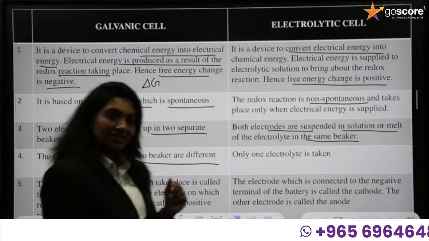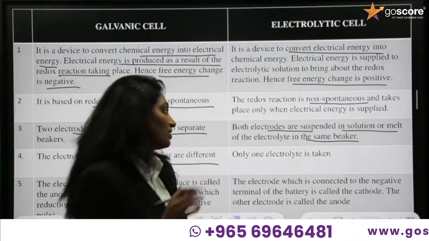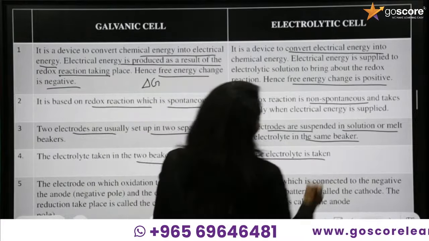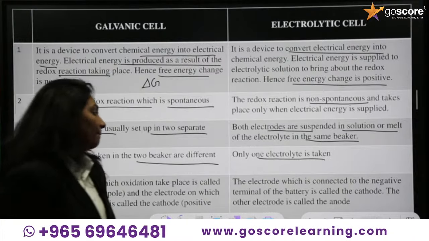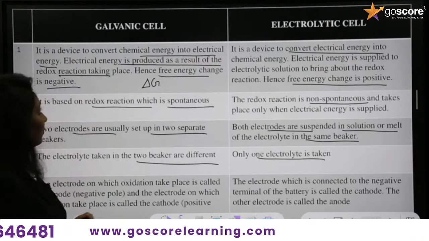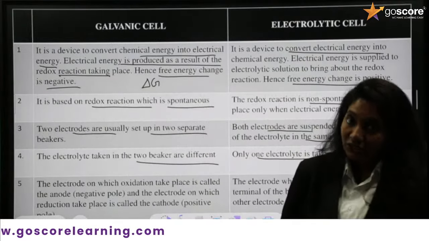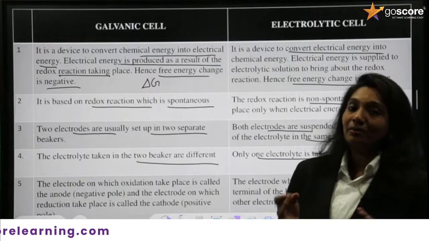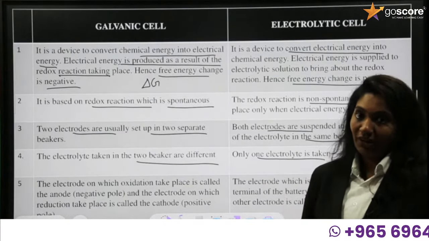Whereas in the electrolytic cell, both the electrodes are immersed in the same electrolyte. So, there will be only one electrolyte in the electrolytic cell. The last and very important difference is that in an electrolytic cell, the anode is the positive terminal and the cathode is the negative pole.